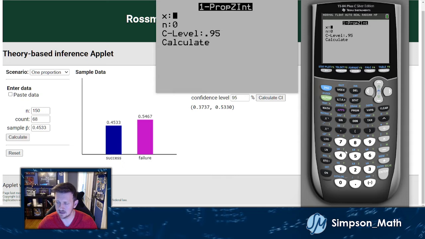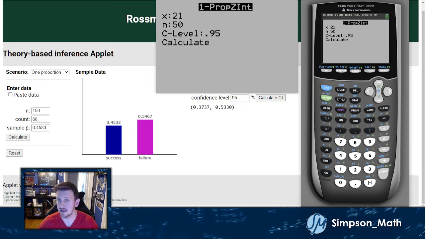It says, what's x? So notice it is asking specifically for x. So if the problem gave you p hat, you would have to do the conversion. You would have to multiply n times p hat in order to get the x, and then you should round to the nearest integer. So in this one, let's do the 50. Oh no, go back to my data. The 21. So my x is 21. Press enter. My n was 50. It will calculate p hat for me. That way, it keeps it as accurate as possible.